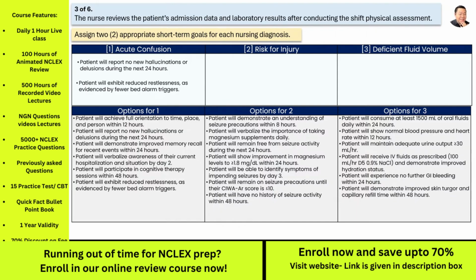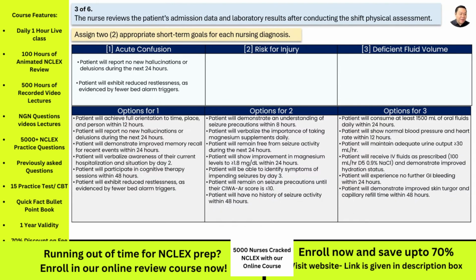The next option that is incorrect is patient will verbalize awareness of their current hospitalization and situation by day 2. We know that orientation or reorientation is important, but expecting the patient to verbalize awareness of their hospitalization within 2 days is also unrealistic because the withdrawal phase is characterized by fluctuation of mental status, and full awareness may take longer to develop. So again, another unrealistic short-term goal.